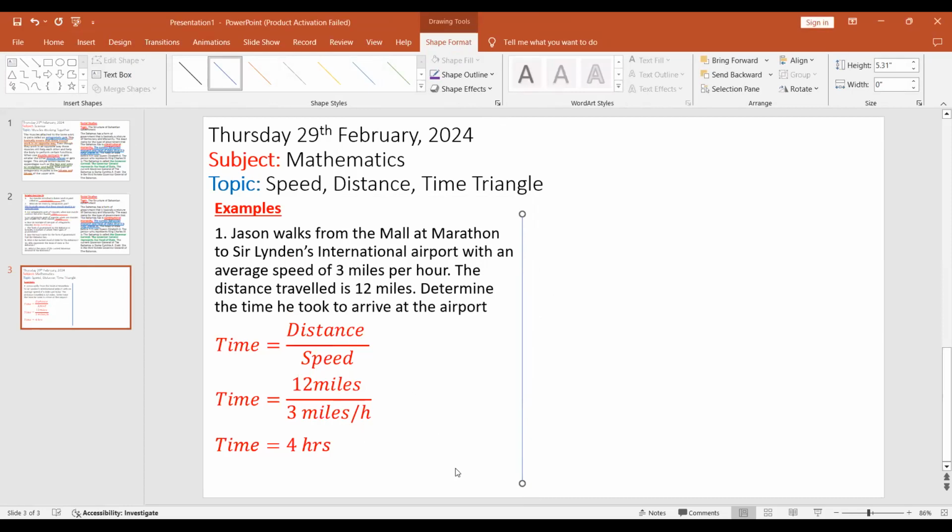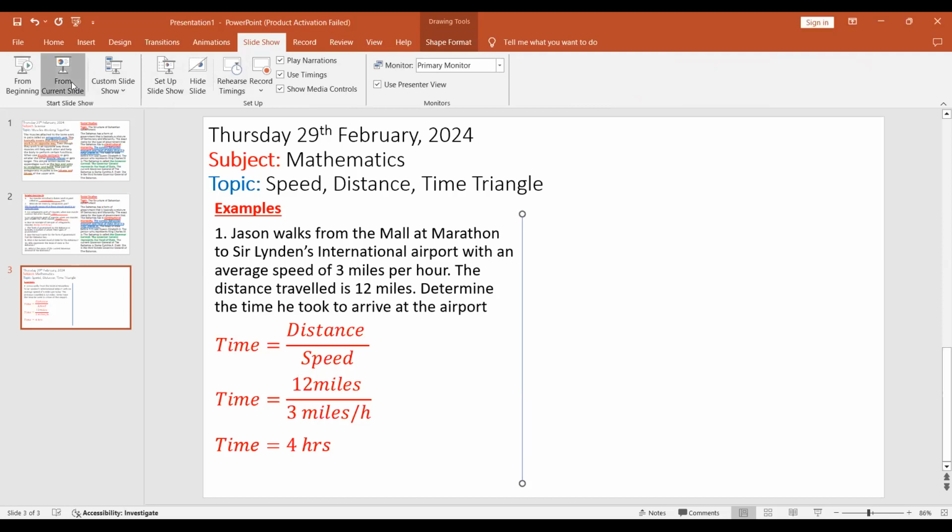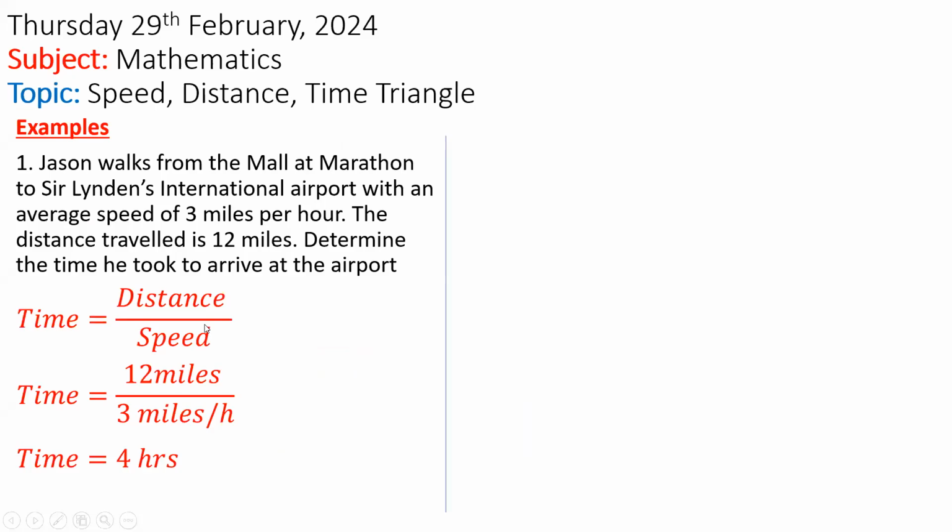Okay, so in order to do this, we have to use the formula. The formula is distance over speed. So what is the distance? They say the distance traveled is 12 miles. So we put 12 miles on top. And what is the speed that he was on? 3 miles per hour. And so we put that there. We divide 12 by 3, which gives us 4 hours. So the time he took was 4 hours.